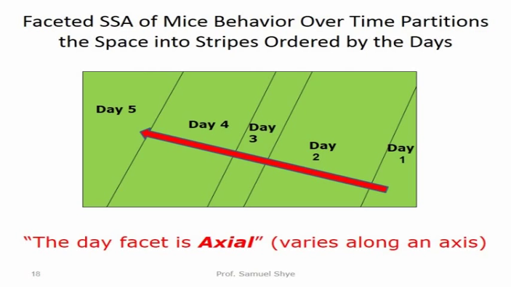Now, faceted SSA of mice behavior, performance and directional consistency in consecutive days yields a partition of the behavior space into stripes ordered by the days. You can see day 1, day 2, day 3, etc. In such a case, we say that the day facet is axial. Why? Because it varies with an axis.